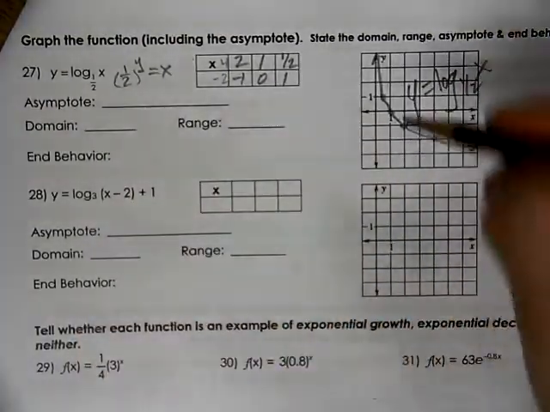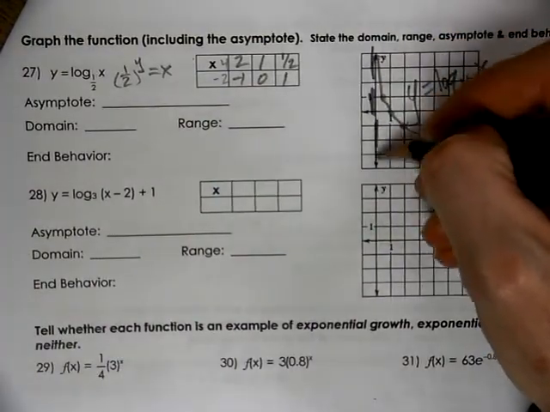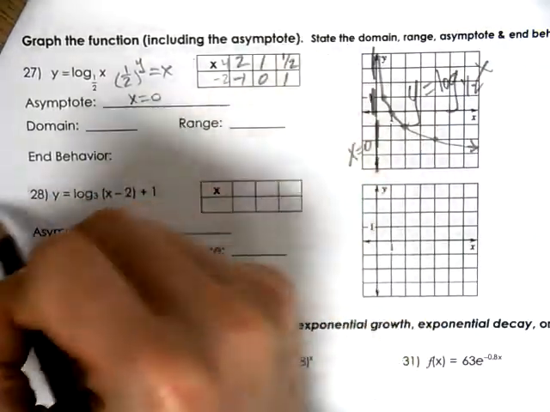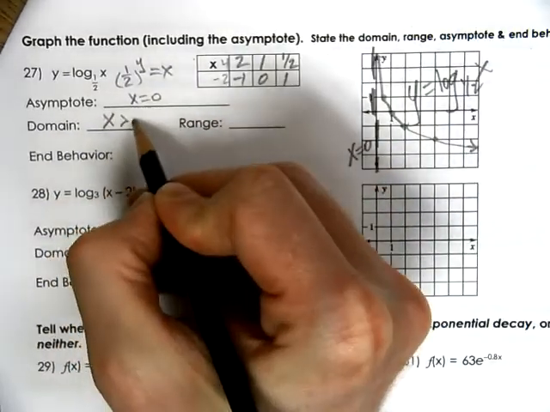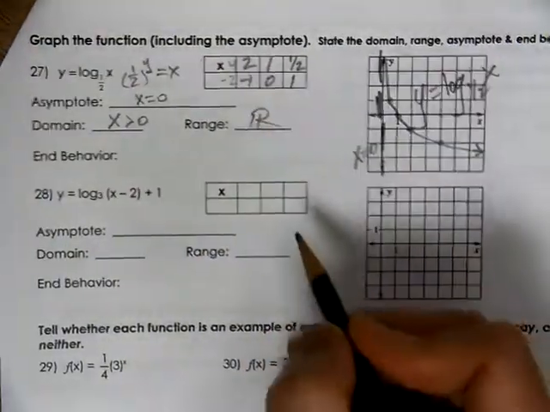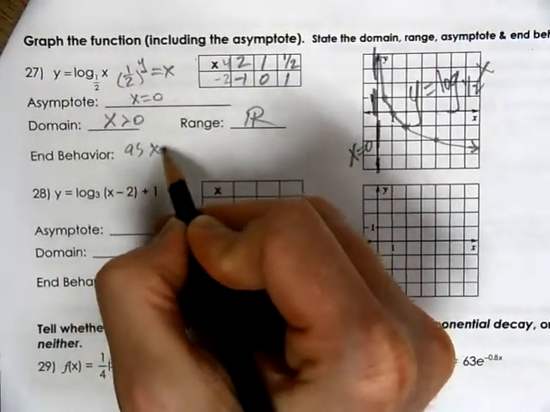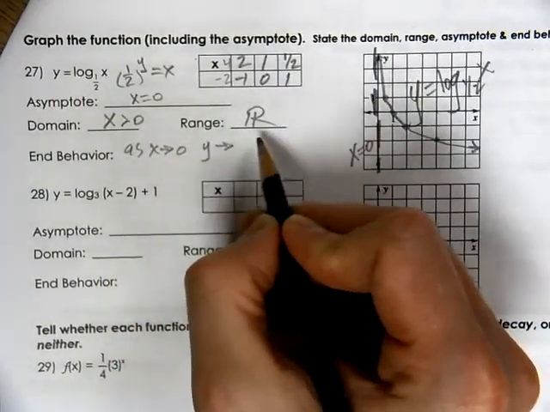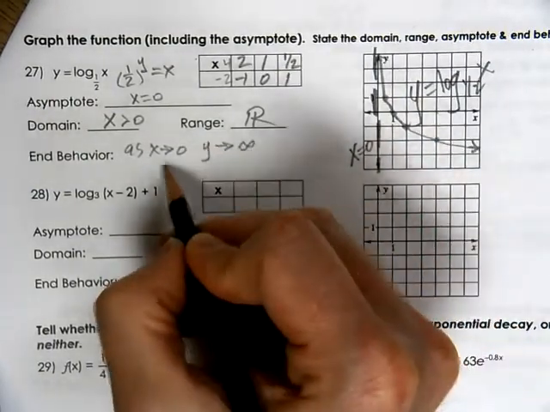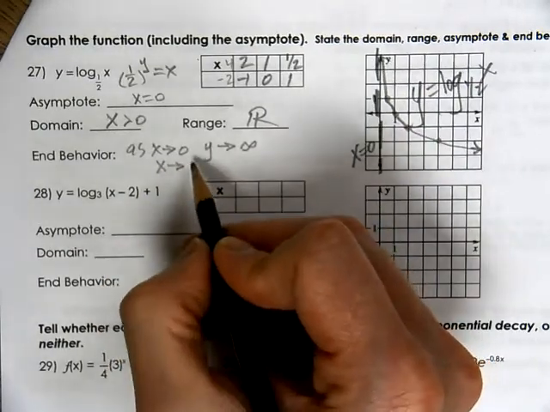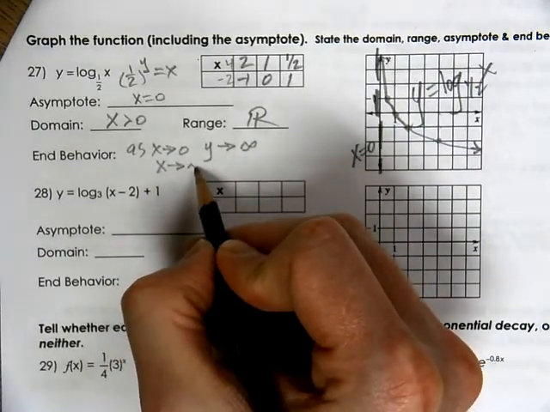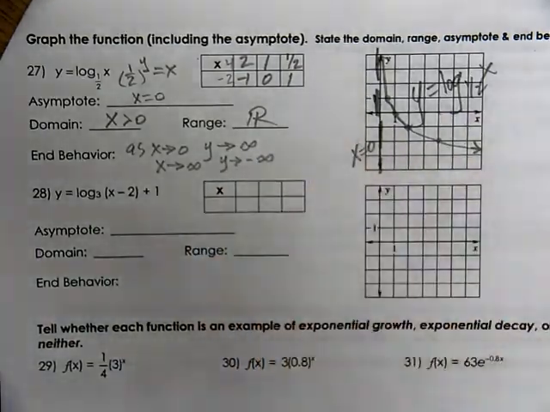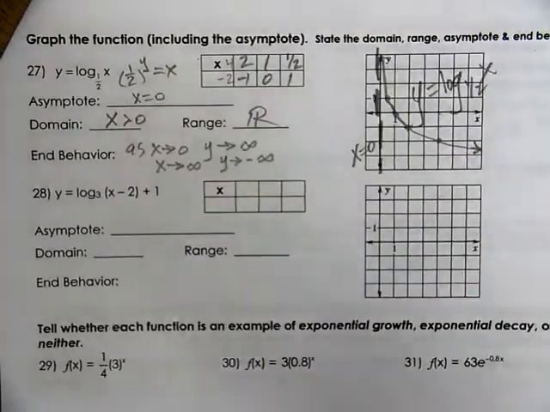We know the asymptote is going to be vertical at x equals 0. We can have a domain that's greater than 0 and a range of all real numbers. And as x goes to the right, the graph goes down.